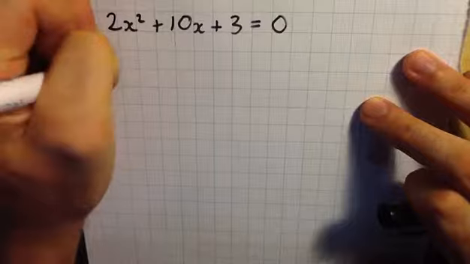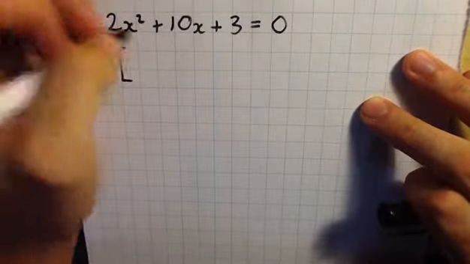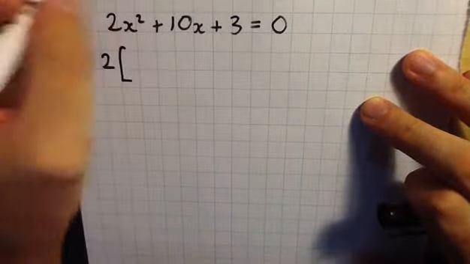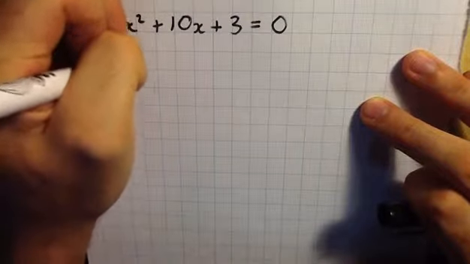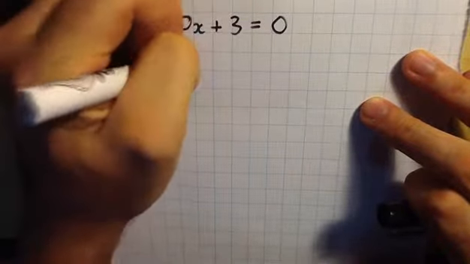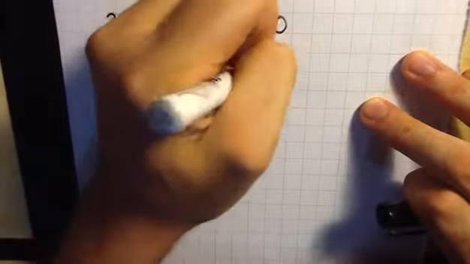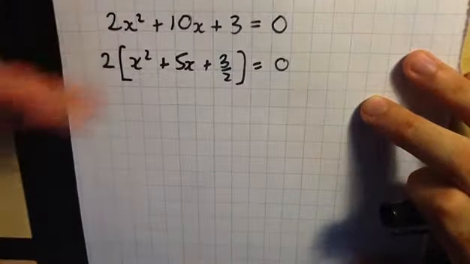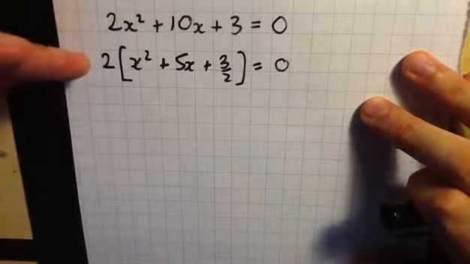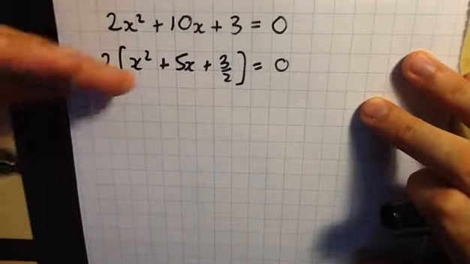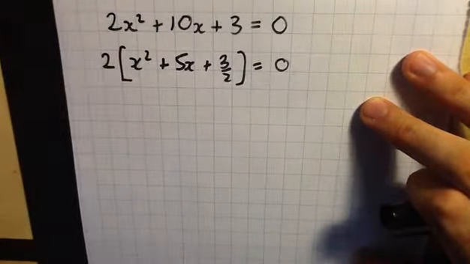If I take out 2, and then I divide every term here by 2, I'll have x squared plus 5x plus 3 on 2 is equal to 0. So I haven't changed any value of this quadratic, I've just taken 2 out as a common factor, and you can see now that the coefficient of x squared is 1.